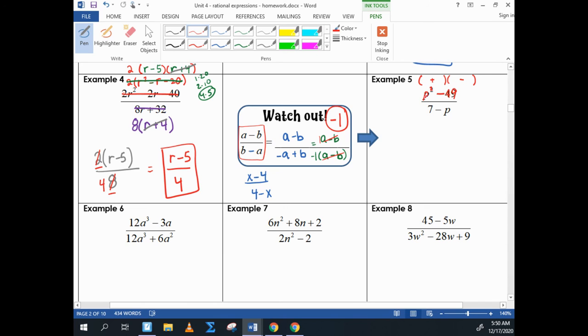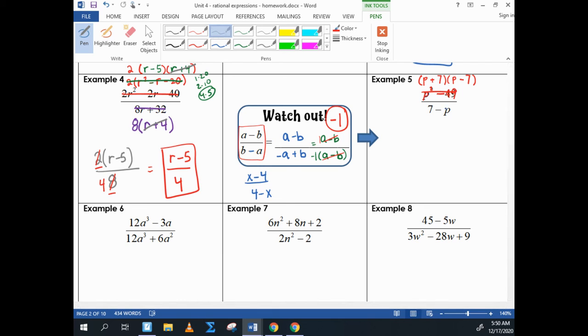All you do is take the square root of the first. So p squared, that's easy, p is my square root. And then you take the square root of the last and put it in the last term right there. So that p squared minus 49 turns into p plus 7 times p minus 7.